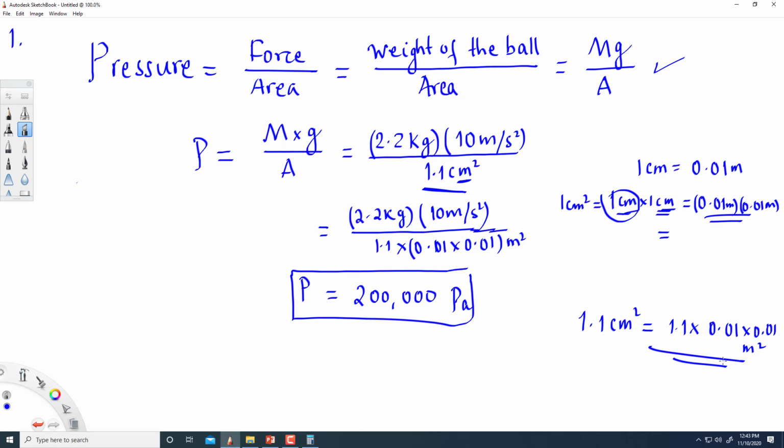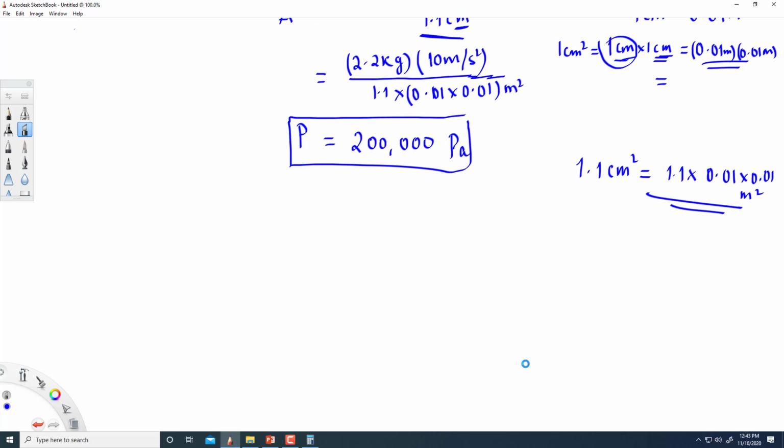Okay, so let's look at number 2. A 12 kilogram piece of metal displaces 2 liter of water when submerged. What is the density of the metal? So this is number 2.